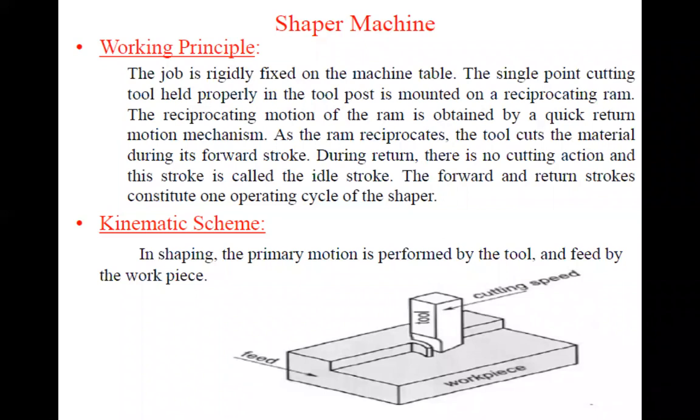If you take the kinematic scheme, the shaping primary motion is performed by the tool. Like in our drilling machine, the primary cutting motion, the cutting velocity, is given to the tool, not to the workpiece. Whereas in the lathe, the primary motion is given to the workpiece, not to the tool. In the lathe the tool is stationary and the workpiece is moving, whereas in the drilling machine the workpiece is stationary and the tool is moving. Here also the workpiece is stationary and the tool is moving. The workpiece is rigidly fixed on the table, and the cutting tool moves forward and backward.